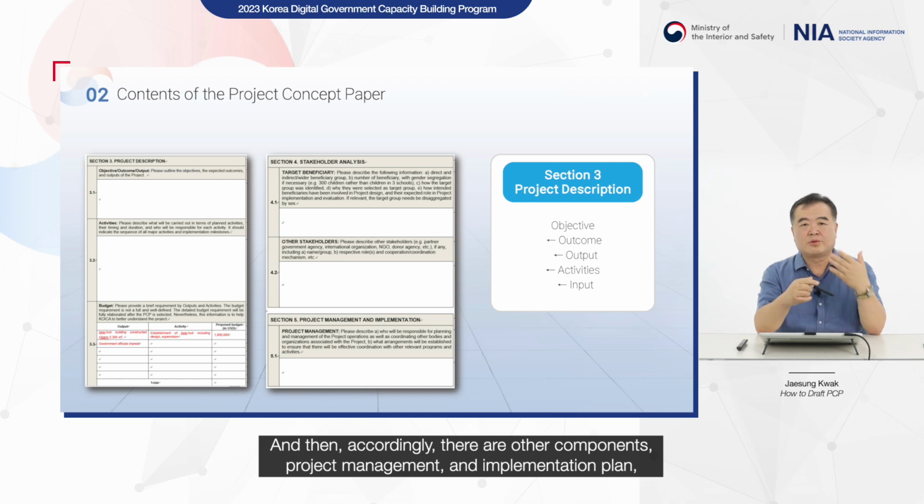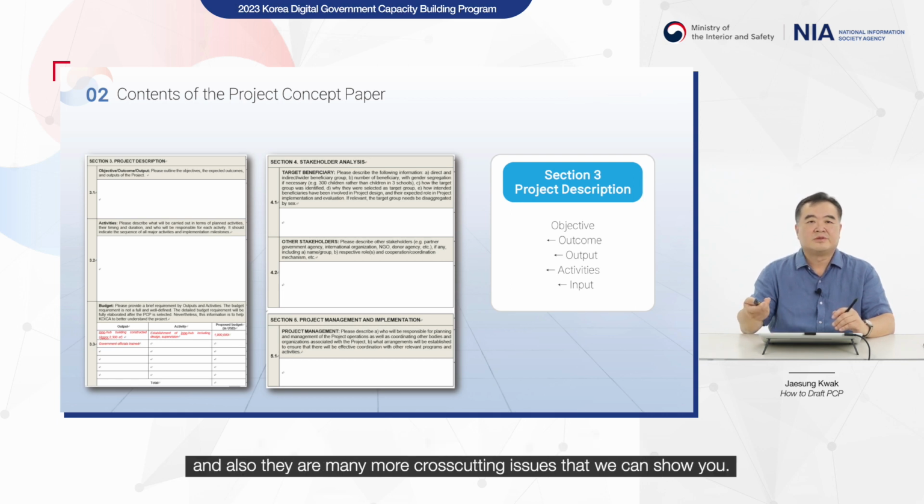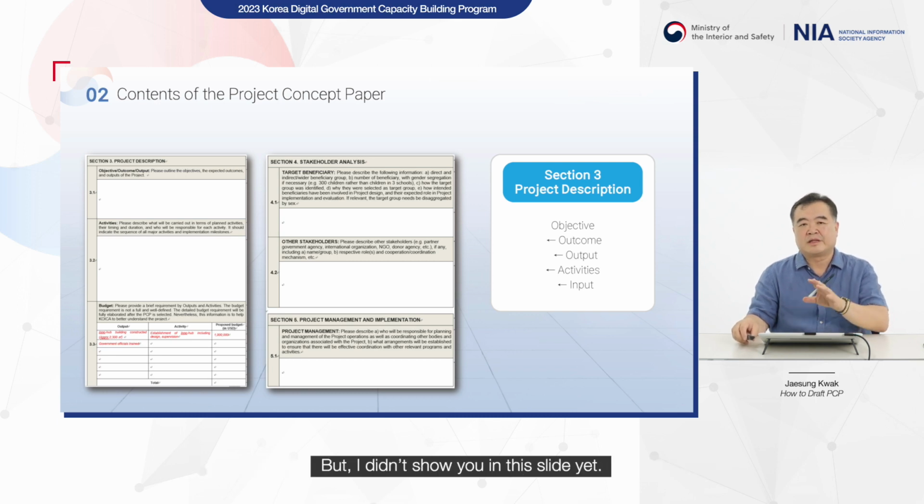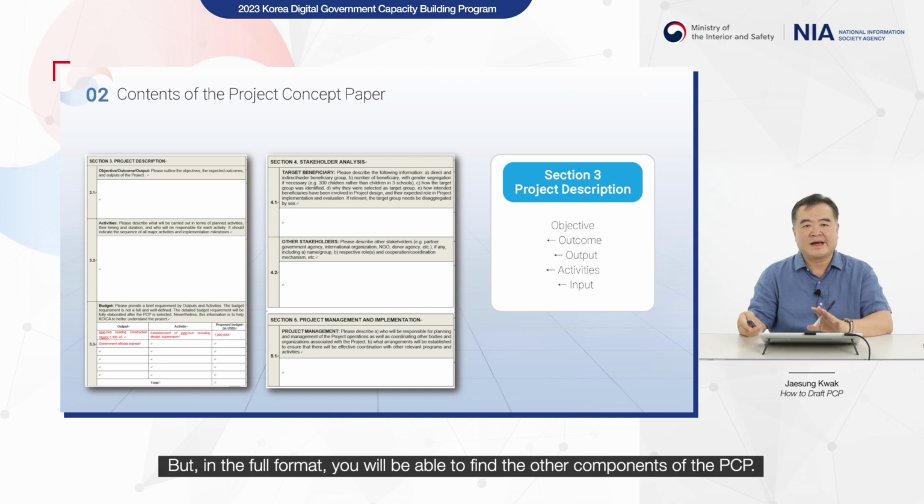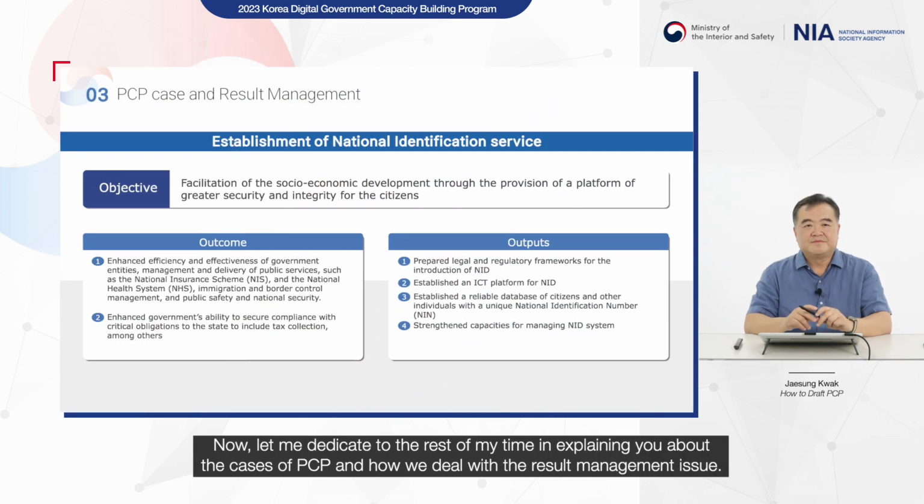And then accordingly, there are other components of project management and implementation plan, and also there are many more cross-cutting issues that you can show. But I didn't show you in this slide yet, but in the full format, you will be able to find the other components of the PCP. Now, let me dedicate the rest of my time to explaining the cases of the PCP and how we deal with the result management issue.